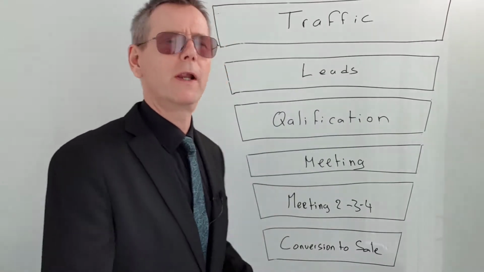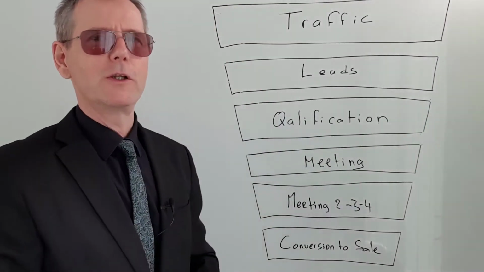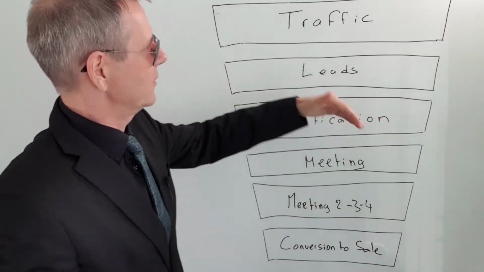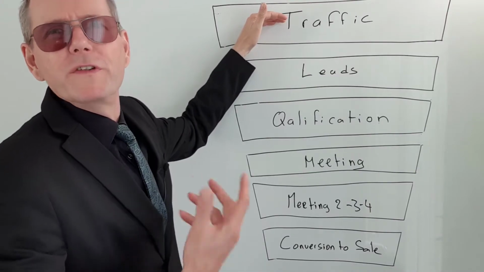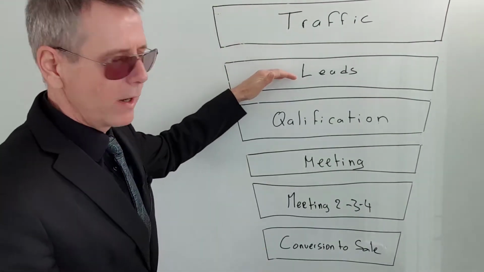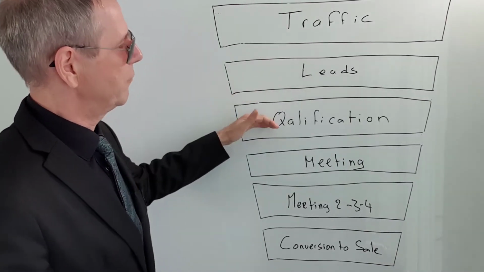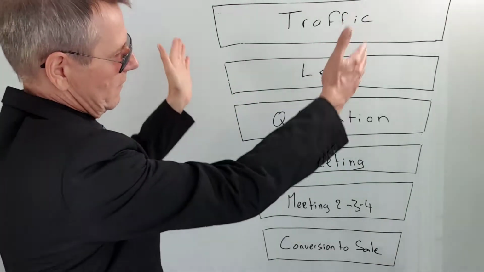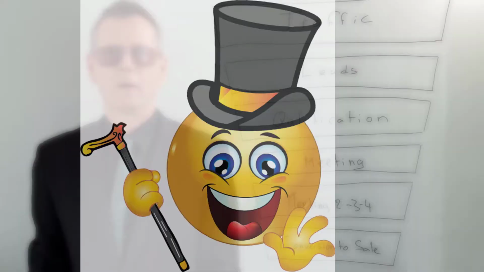We call it a funnel because it has the form of a funnel like we use in the kitchen, and because you have more traffic, but only a certain percent of your visitors that come will become a lead, and only a certain percentage of the leads will qualify, etc. So it gets less and less and less. That's why it has this form of a funnel.